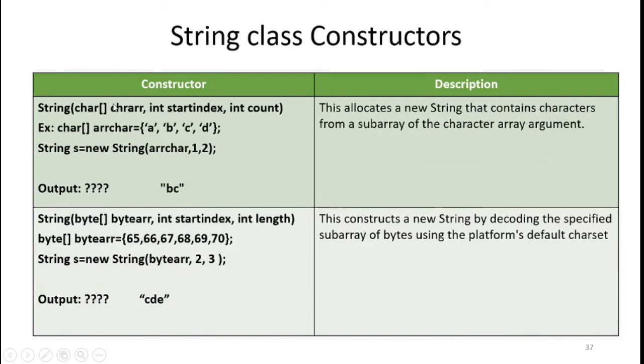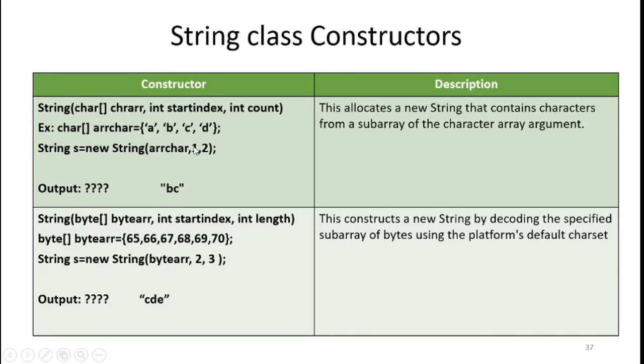The next one, a constructor with some more parameters. The first one is the character array, then an integer variable start index and an integer variable count. This constructor allocates a new string that contains the characters from a subarray of the character array argument. So in the example we have passed this array arr as an argument, and the start index is 1 and count is 2.